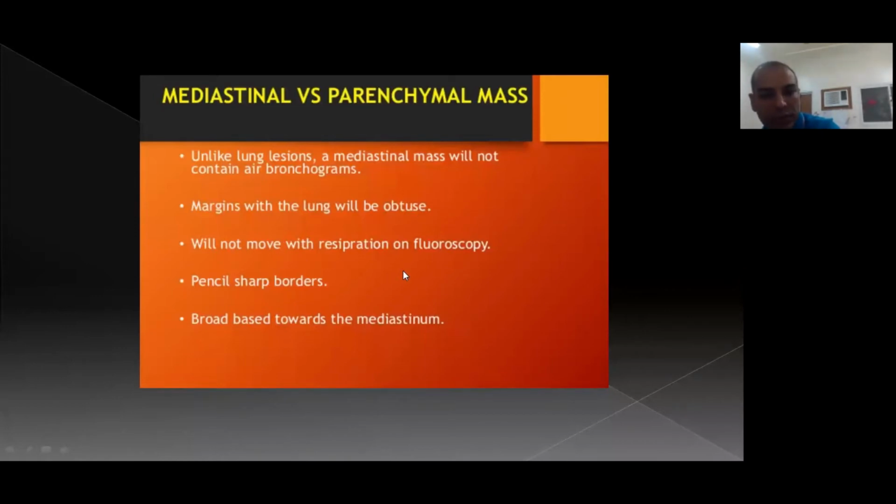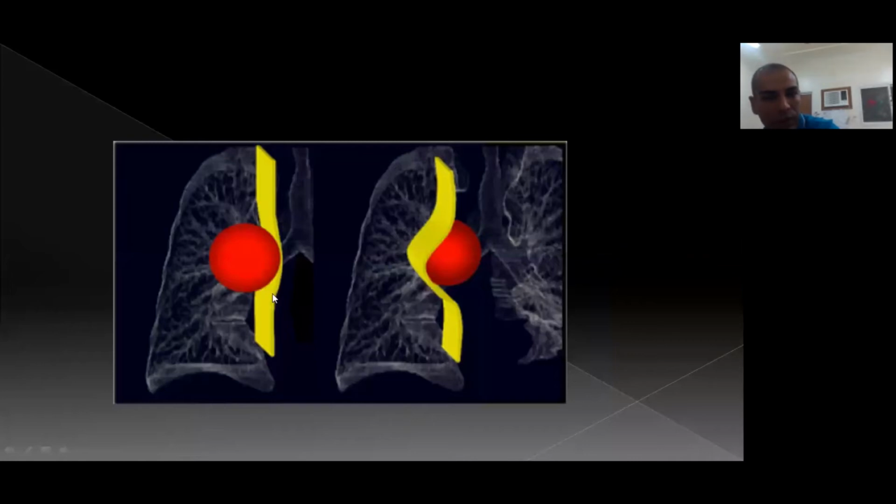It will not move with respiration. It most likely has pencil sharp borders. And the mediastinal mass always should have a broad base towards the mediastinum. Look for this one, pulmonary mass, and this one, mediastinum.